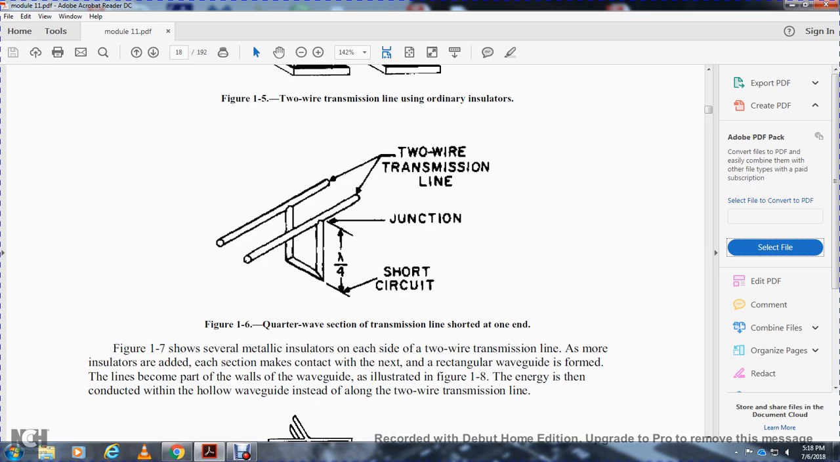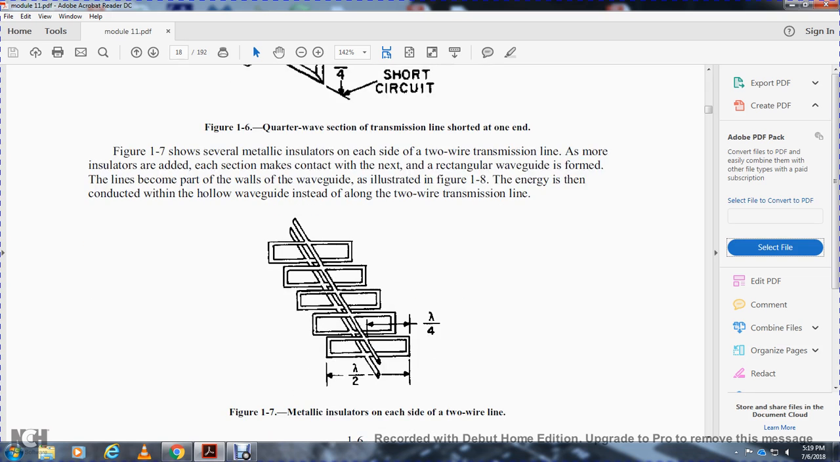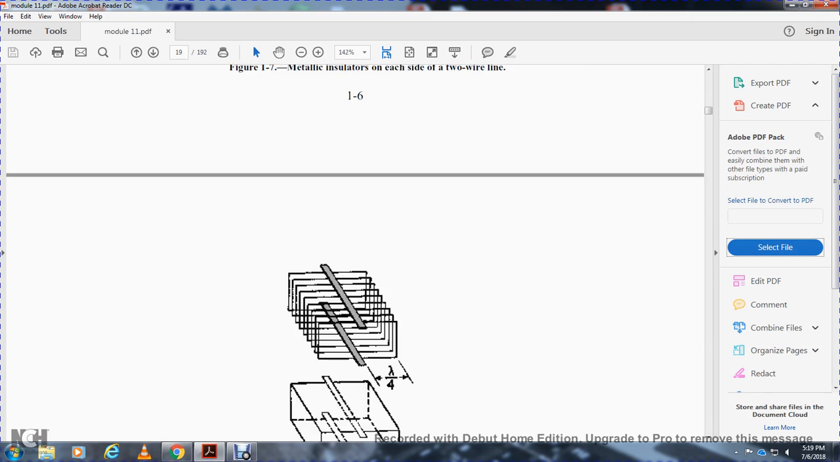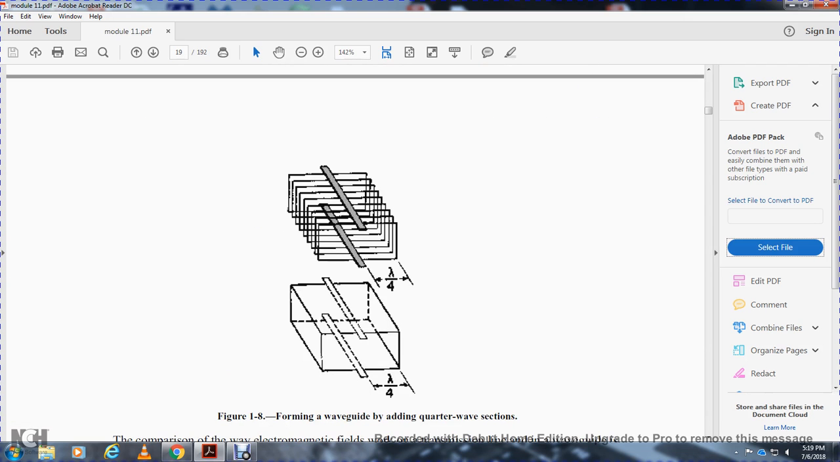Figure 1-7 shows several metallic insulators at the end of each side of the two-wire transmission line. As more insulators are added, each section makes contact with the next. If a regular rectangular waveguide is formed, the lines become part of the walls of the waveguide. As illustrated in Figure 1-8, the energy is then conducted by the hollow waveguide instead of the two-wire transmission line. In Figure 1-7, there was a metallic insulator on each side of the two-wire line. Also, Figure 1-8 shows the forming of a waveguide by adding quarter-wave sections.